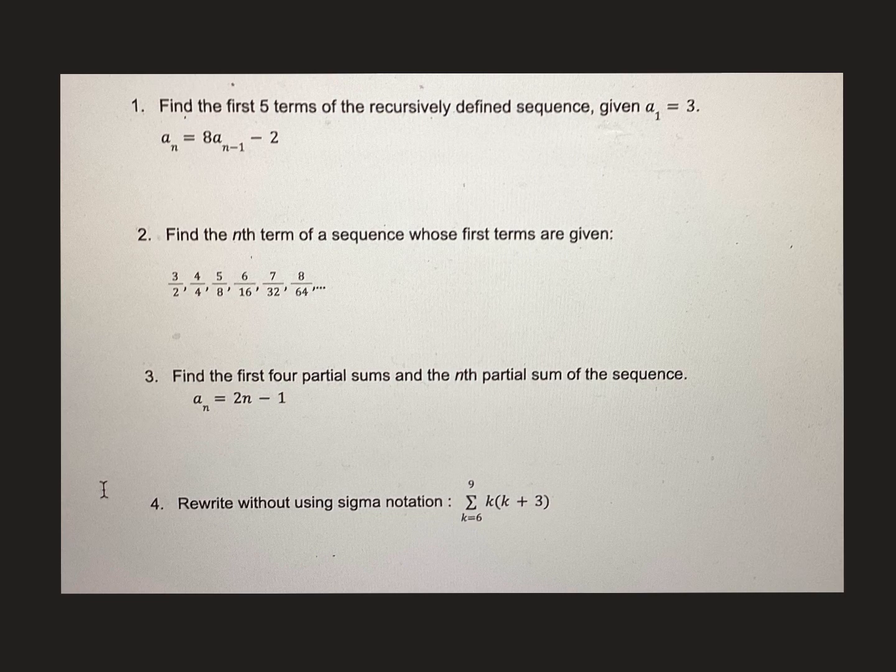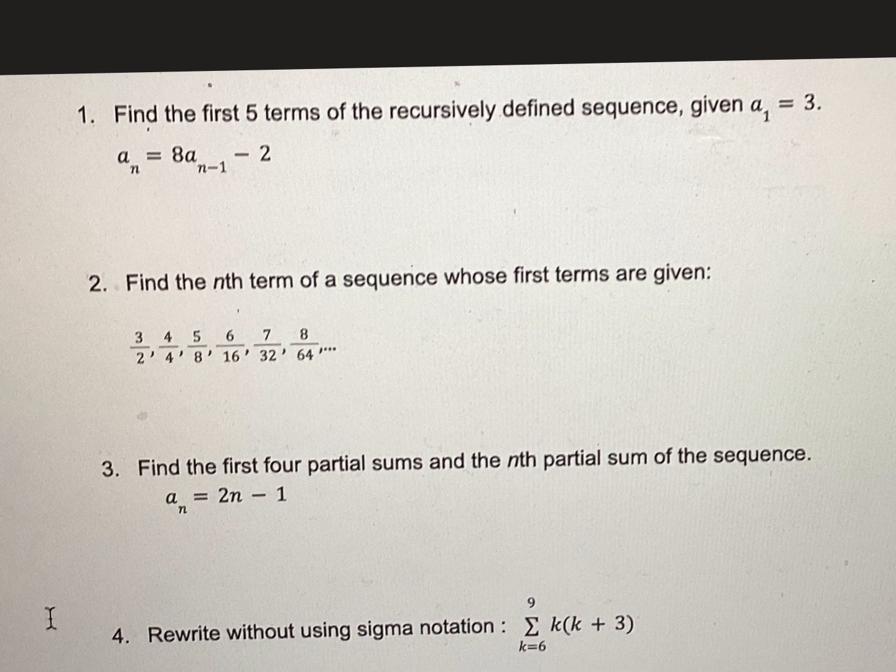All right, guys, let's get this review video done for test 24. It says, find the first 5 terms of the recursively defined sequence given that A1 is 3. Now, recursive means that you have to have the previous term to get the next one. So A1 is 3. Now, when you read that, that means the next term is 8 times the previous term minus 2.